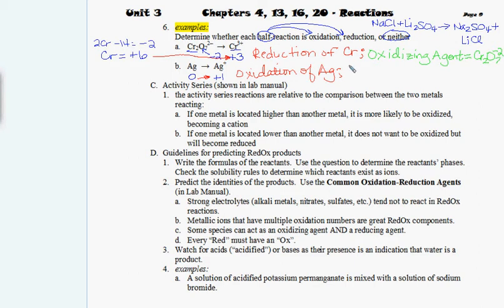Just like an oxidizing agent, we also have reducing agents. Reducing agents are defined as species that carry the oxidized atom but are in fact causing the reduction of something else. So in our case, this is the elemental silver that's acting as the reducing agent.